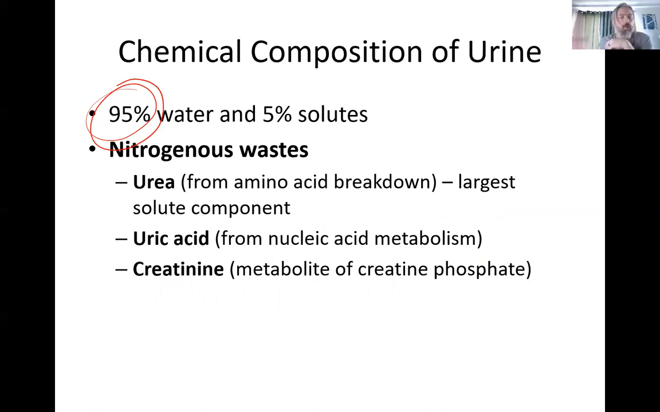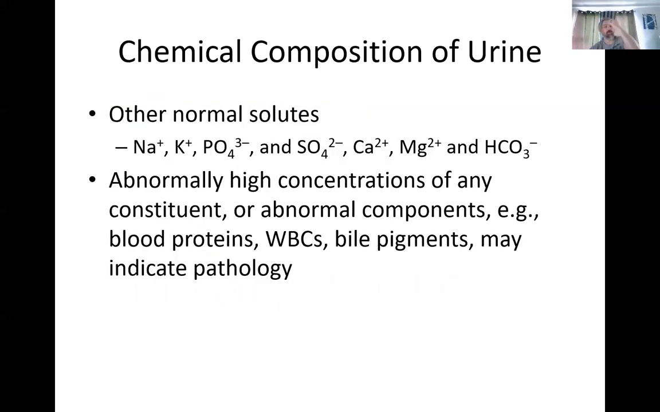It contains our old friend urea, right? We talked about it in the last slide. Uric acid is another form of an ammoniac waste product. In this case, we create uric acid from the breakdown of nucleic acids. It's also going to contain creatinine, right, which is the waste product of creatine phosphate. Other stuff that's going to be in there: some potassium, some phosphates and sulfates, calcium, magnesium, bicarbonate, all that kind of stuff.